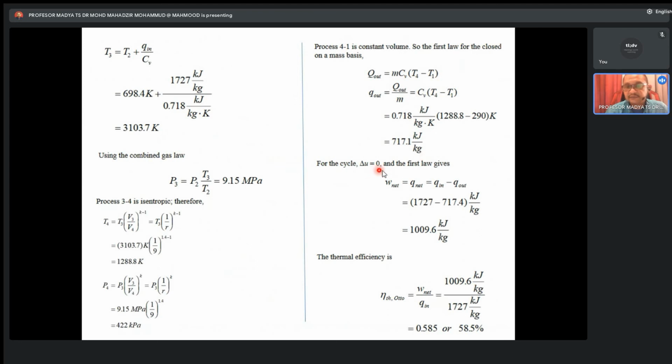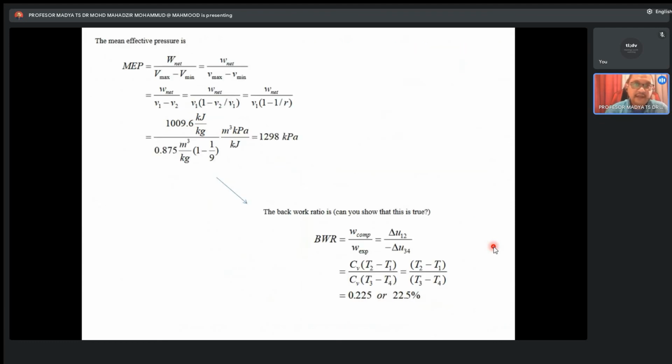For the cycle, delta U is 0, and the first law gives W net is Q net, Q in minus Q out. So Q in and Q out, you have the values, and from there you can get W net. And the thermal efficiency is W net over Q in. Put the values inside this formula of thermal efficiency. Then you get 58.5% thermal efficiency.